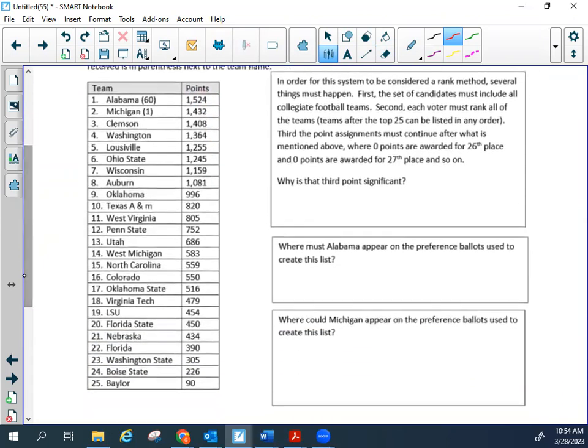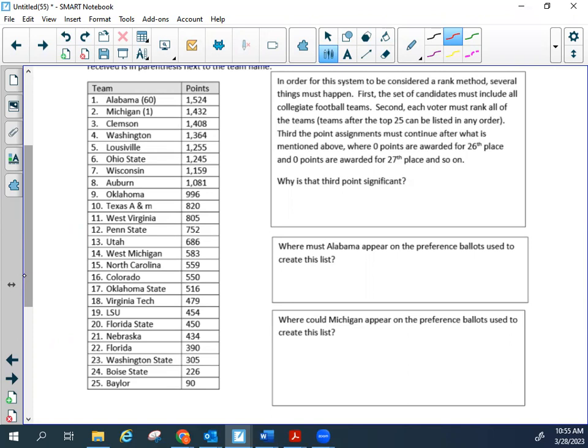So in order for the system to be considered a rank method, several things must happen. First, the candidates must include all college football teams. So in consideration are all 893 college football teams. Realistically, are all of them going to get ranked? No, just 25 of them are. But all of them have to be considered. Second, each voter must rank all the teams. So yes, we tell them to only turn in the top 25. In reality, they're supposed to rank 1 through 893. The only difference is that from 26 to 893, they all get 0 points. So the order doesn't really matter because it's all 0 points.